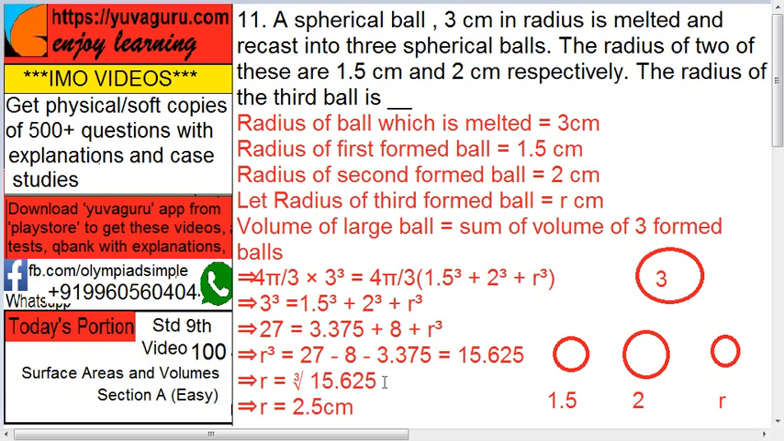Now this has 3 decimal points and you have the cube root, so the point comes after 1. So 25 becomes 2.5. That is the required answer. Understand the problem.